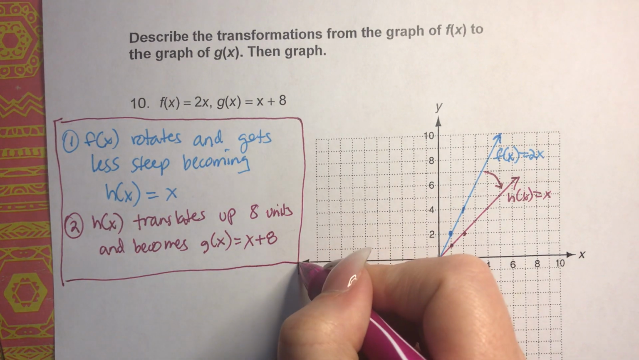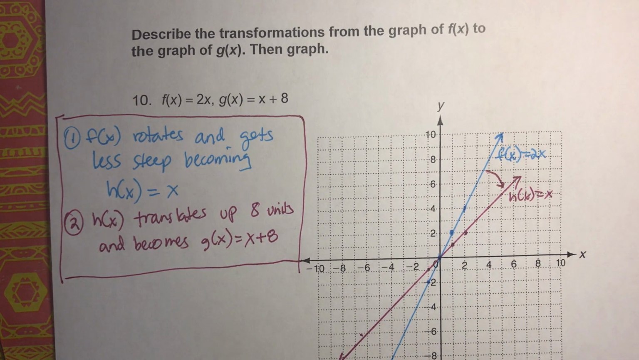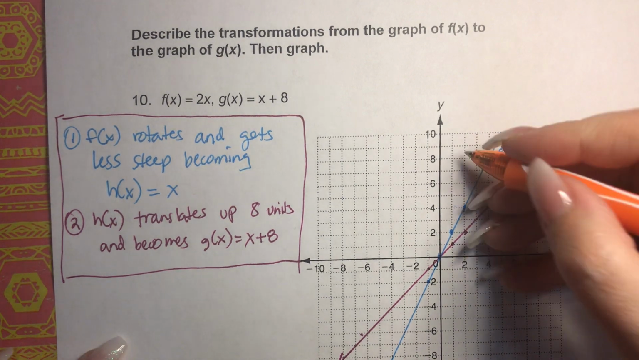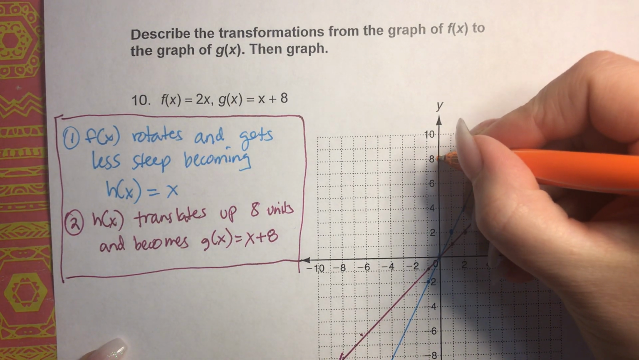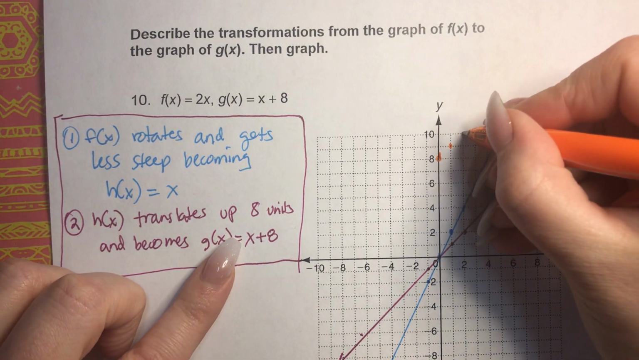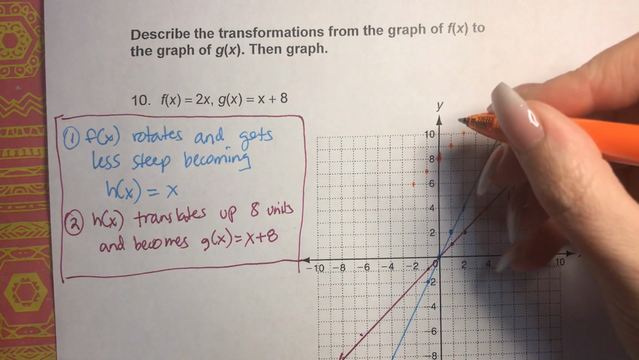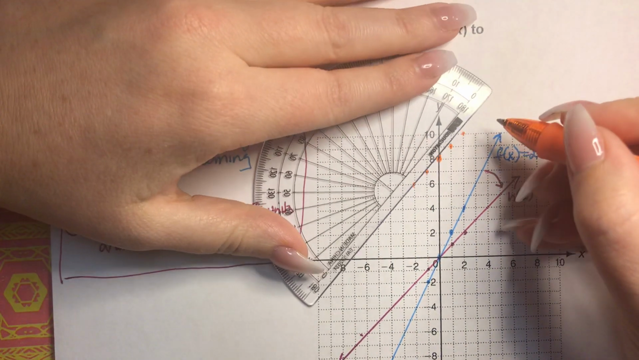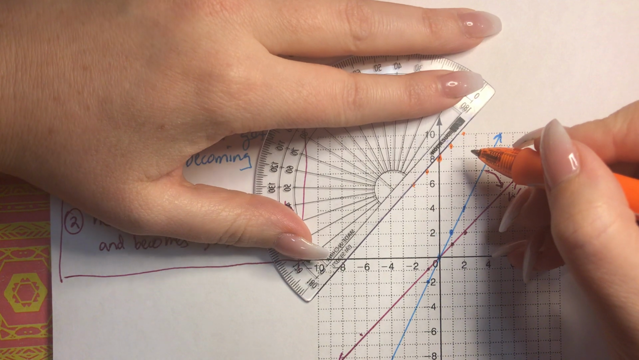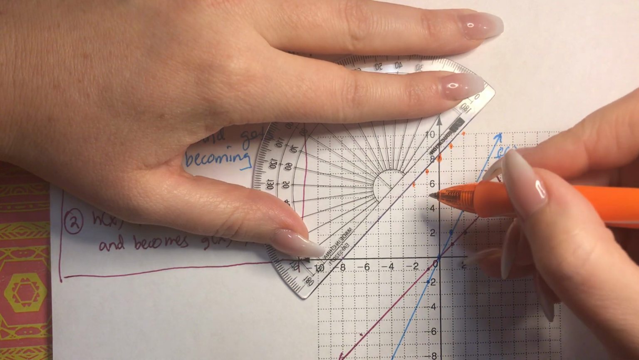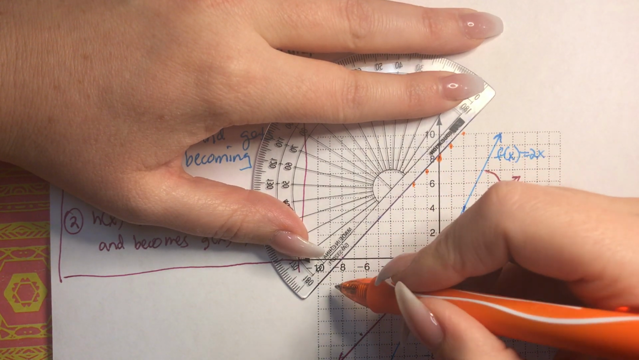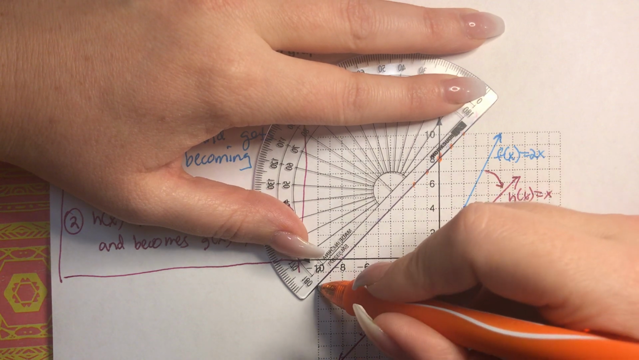And that is our answer, and then we just need to graph this. So g of x starts at 8 and then goes up 1 over 1, up 1 over 1, down 1 over 1, down 1 over 1. And we just graph that like that. Okay, it looks pretty good.